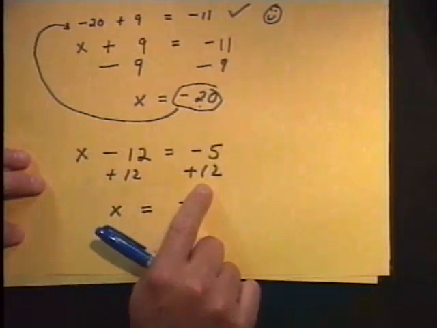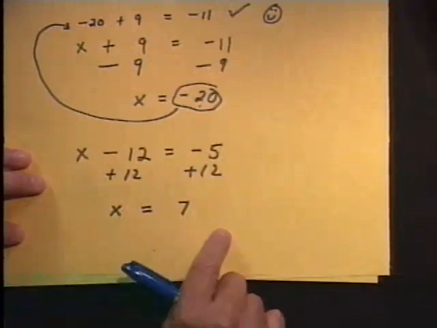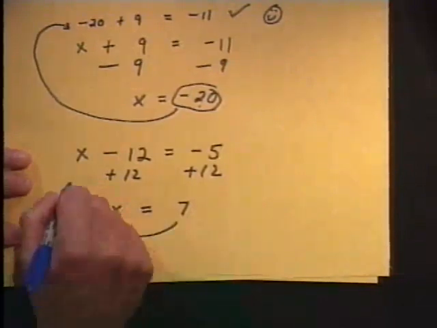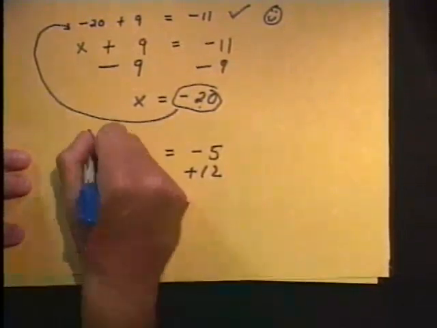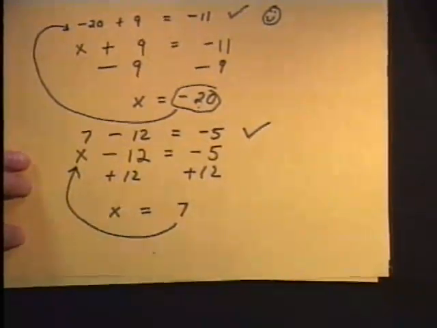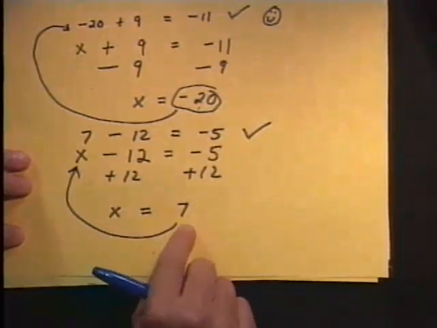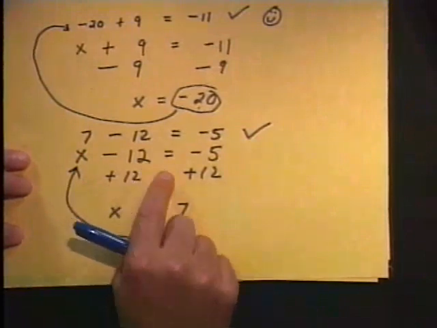All right, so those sign rules will continue to be important as we solve these linear algebraic equations. Take 7, plug it back in, it'll make sense. 7 minus 12 equals negative 5, you betcha. It fits like a glove. It is the only number in the universe that satisfies that equation.